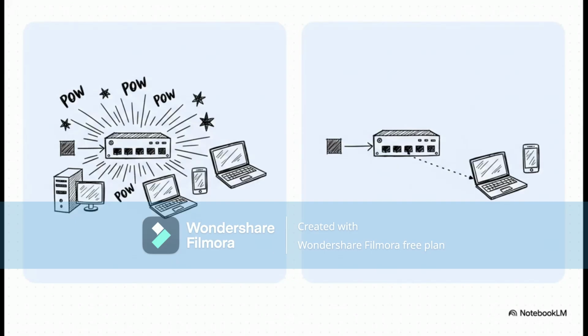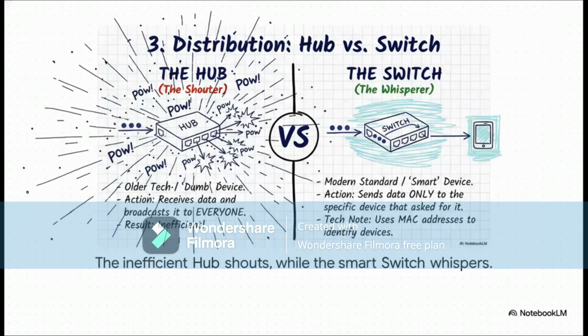Now, once the router decides where the data goes, how does it actually get there if you have a bunch of devices plugged in? Well, in the old days, we used a hub. And the hub was kind of like that person who shouts a secret across a crowded room. Super inefficient, and everyone hears it. Today, we use a switch, which is way smarter. It's the whisper. And this slide shows that difference perfectly.